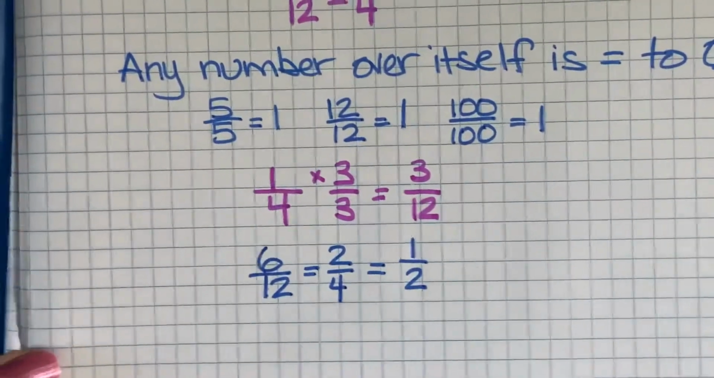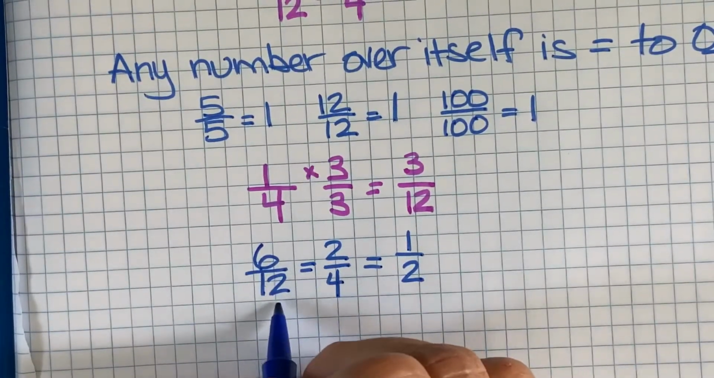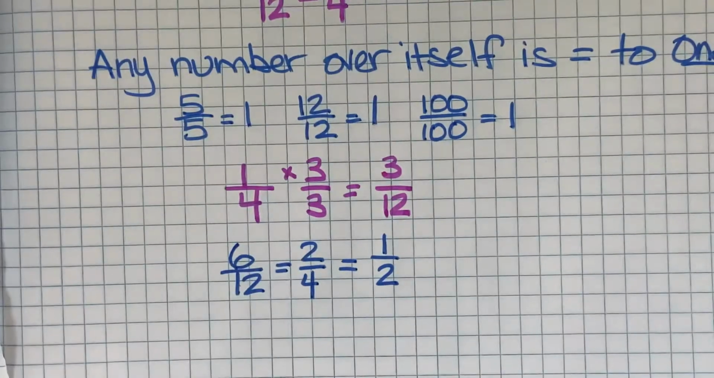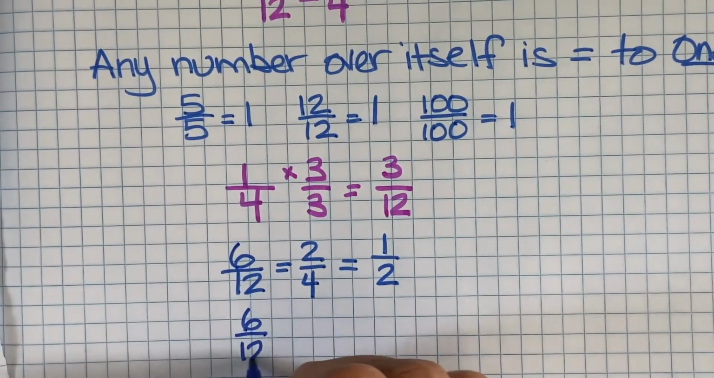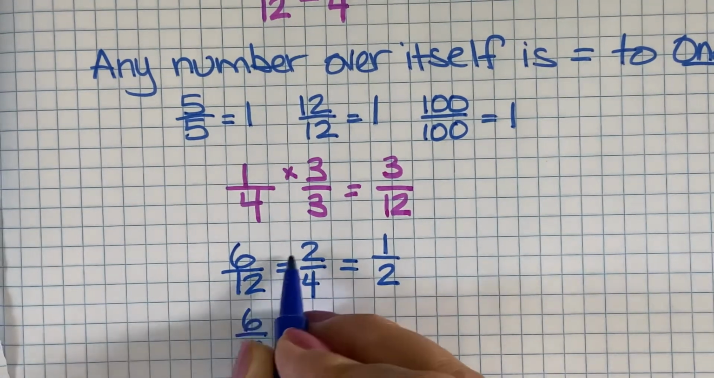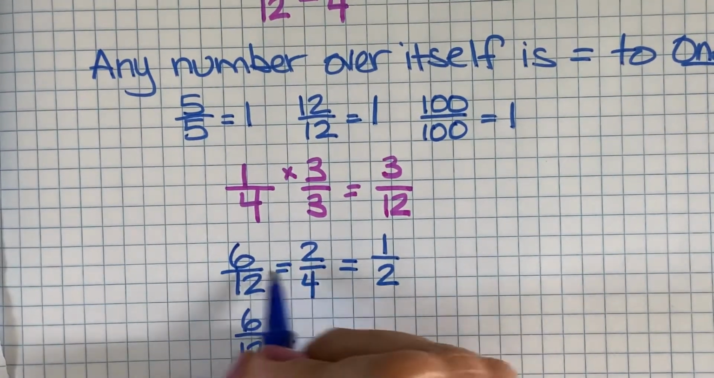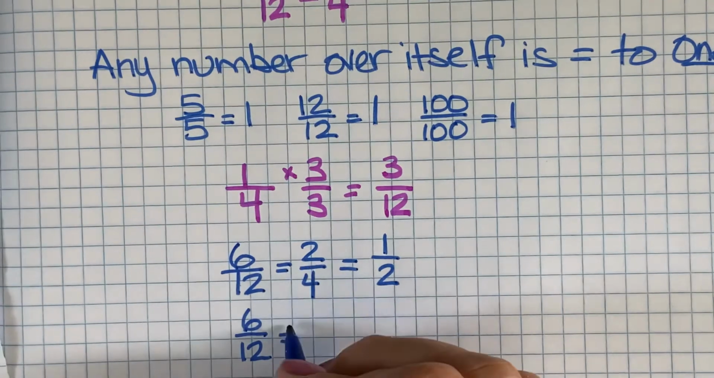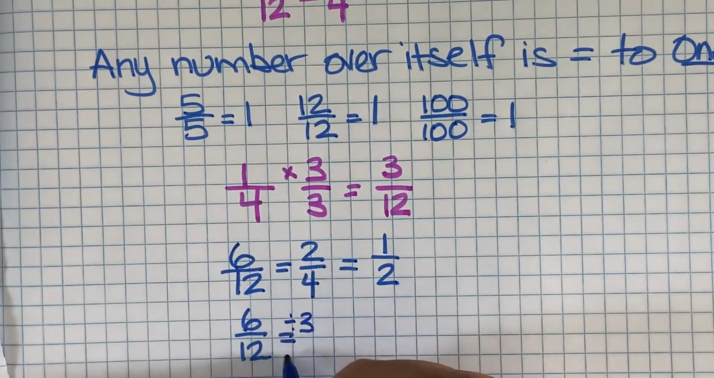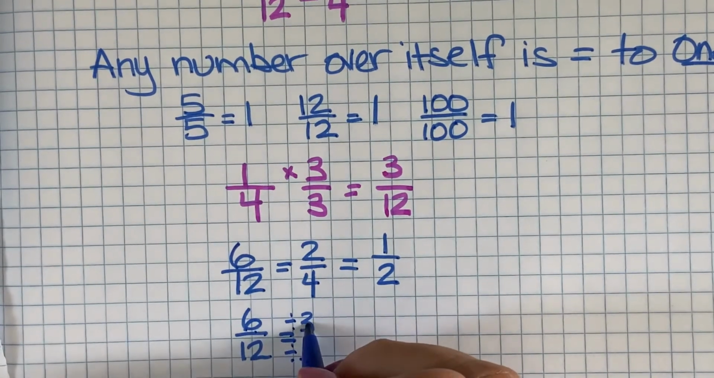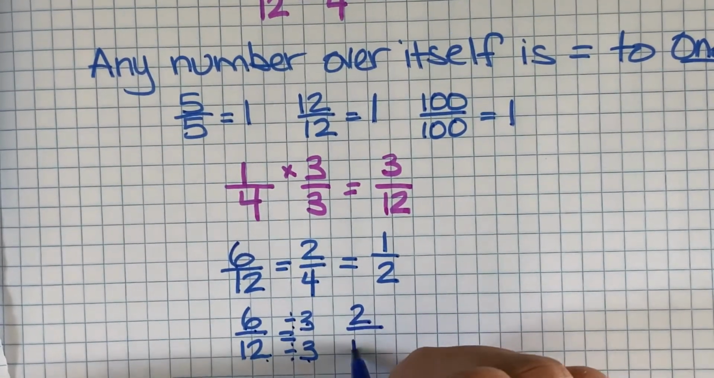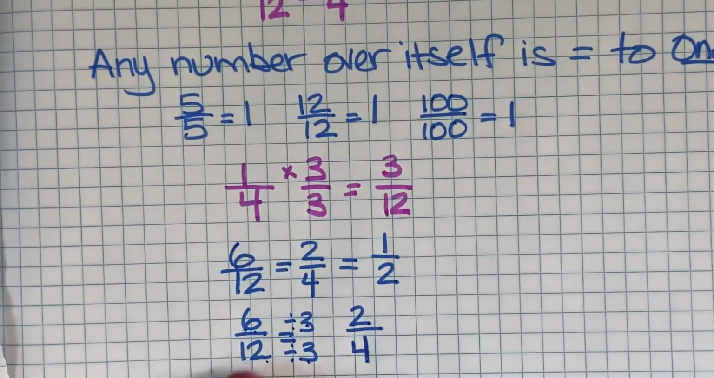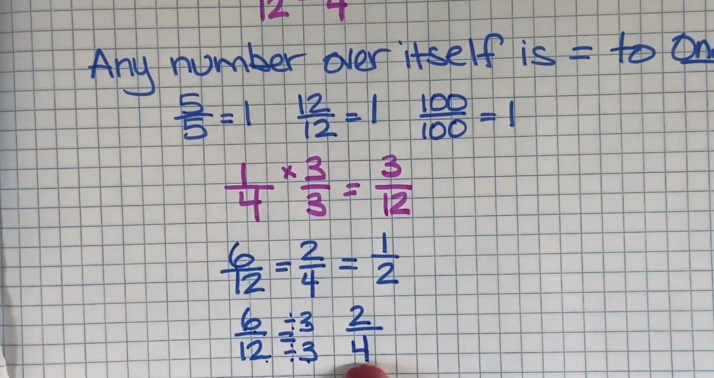All right, so what I'm saying is I can get from 6 12s to 2/4 by dividing by 1. Okay? So 6 12s equals, I divided by 3 to get to 2 on the top, right? So let's say I divide by 3/3, which is 1. 6 divided by 3 is 2. 12 divided by 3 is 4. That's how I would get from 6 12s to 2/4.